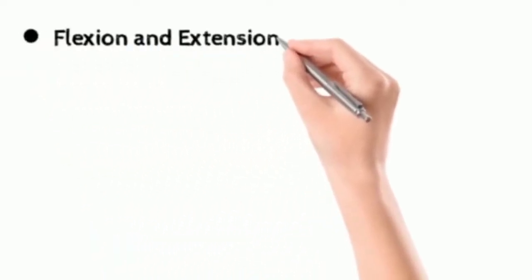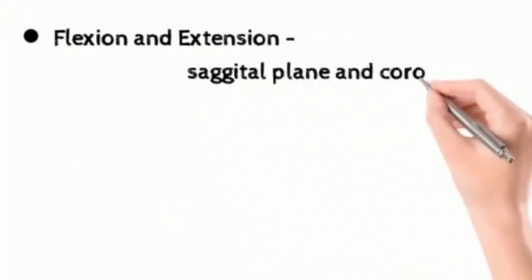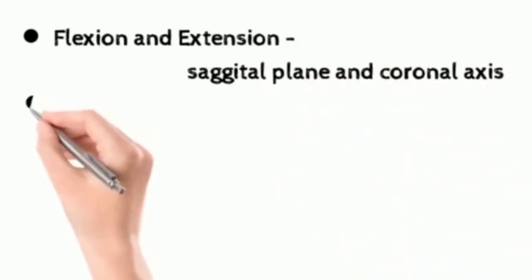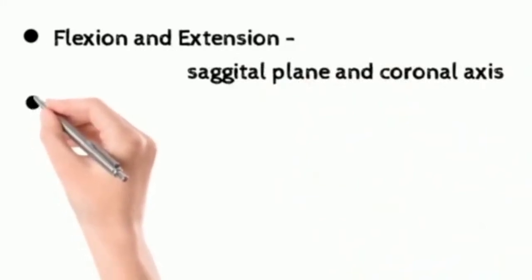So now coming to the movements, flexion and extension of a segment occur around the same axis and in the same plane, but in opposite directions. These movements occur in the sagittal plane and coronal axis. Here there is an exception, that is carpometacarpal flexion and extension of the thumb.